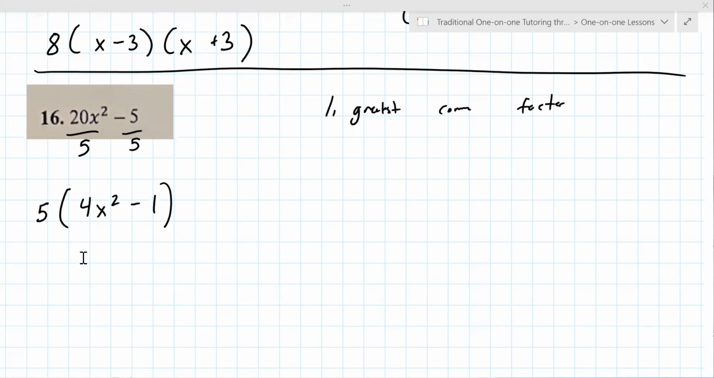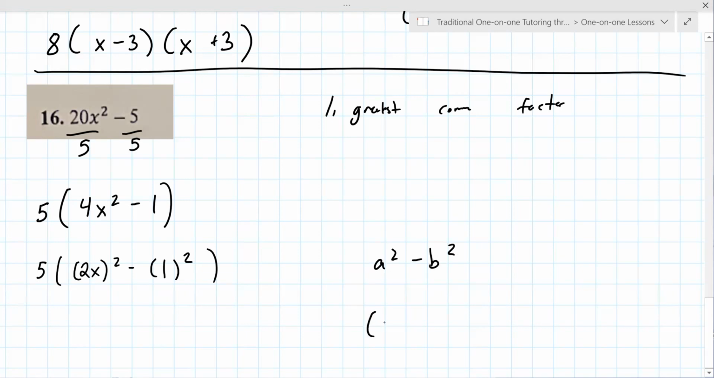Okay, so now the part inside parentheses is a difference of squares again. Something squared minus something squared. So what number squared gets you back to 1? 1. How about to get to 4? What number do you square to get 4? 2. And then you need to put an x inside the parentheses also, so it's 2x. And again, it's a squared minus b squared, so it's a minus b, a plus b.